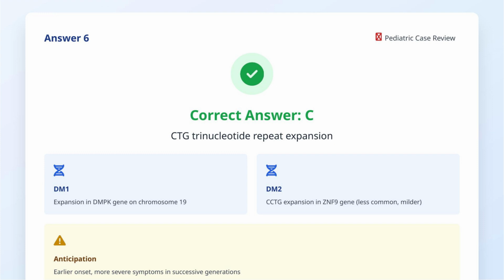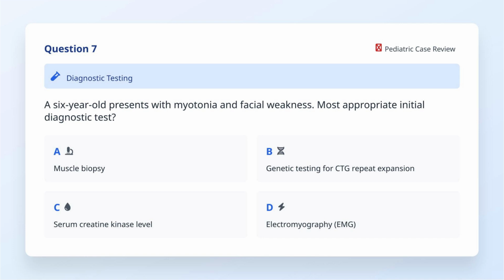Myotonic dystrophy type 1 results from an expanded CTG trinucleotide repeat in the DMPK gene on chromosome 19. This causes toxic RNA accumulation that disrupts normal cellular function. The disease shows anticipation, increasing severity and earlier onset in successive generations due to expansion of the repeat during transmission, particularly through maternal lines. A 6-year-old presents with myotonia and facial weakness.